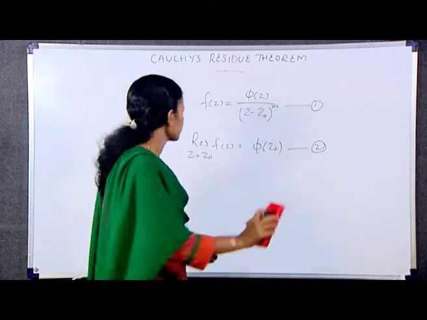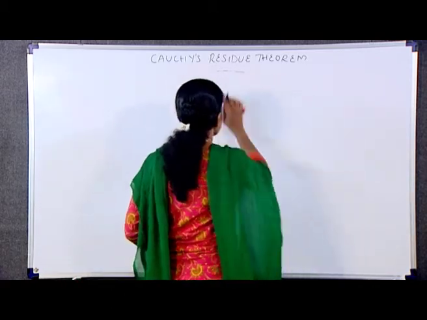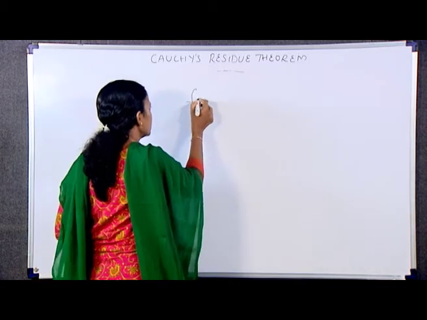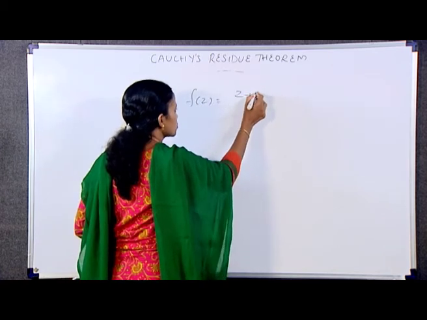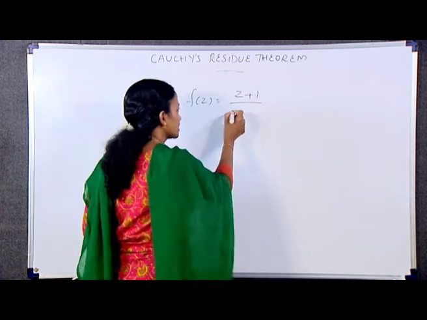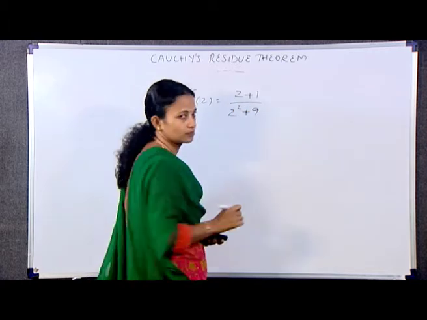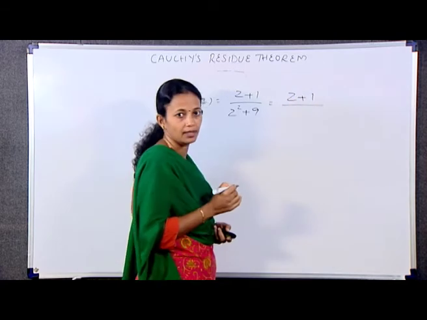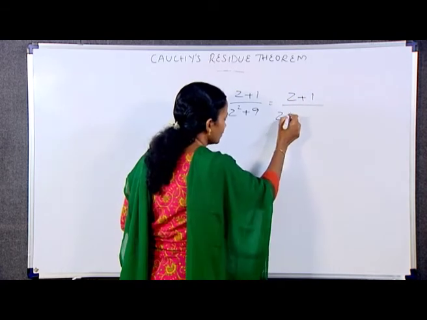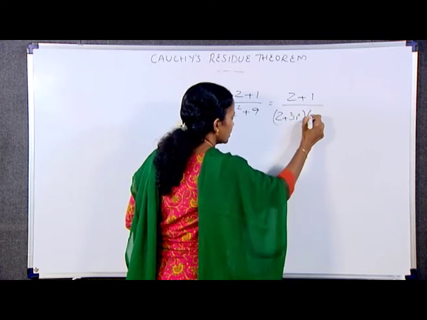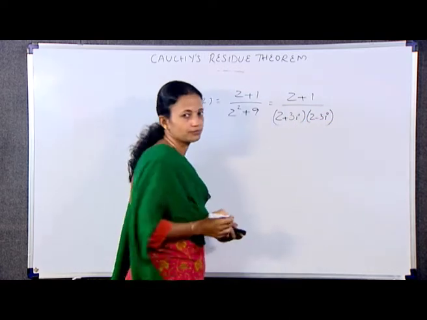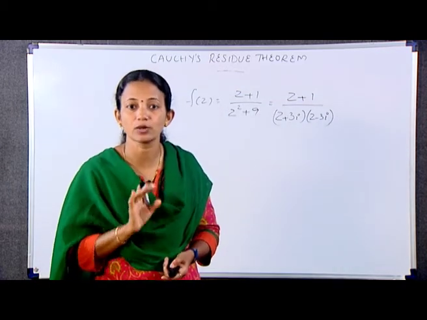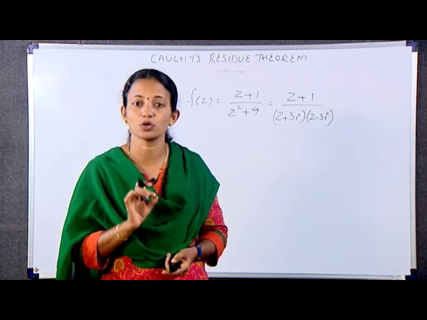Next example. The function f(z) is equal to z plus 1 by z square plus 9. This I can rewrite as z plus 1 by (z plus 3i) into (z minus 3i). It has an isolated singular point at z is equal to 3i and z is equal to minus 3i.